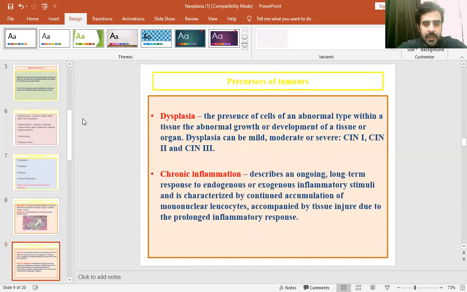Chronic inflammation. What is chronic inflammation? It is an ongoing long-term response to endogenous or exogenous inflammatory stimuli and is characterized by continued accumulation of mononuclear leukocytes accompanied by tissue injury due to the prolonged inflammatory response. It can also lead to tumor formation.